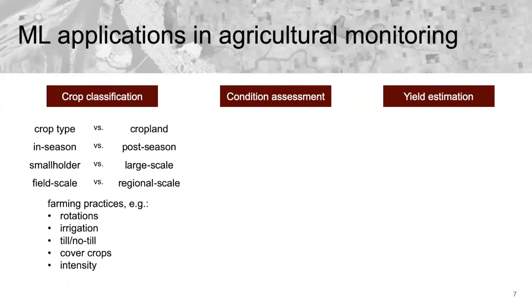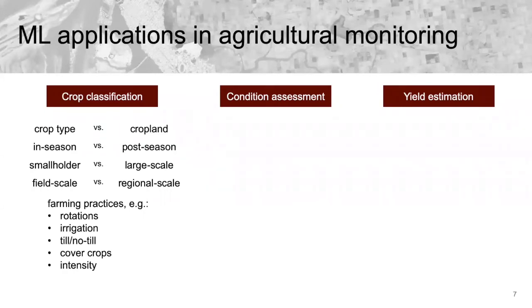Smallholders versus large-scale farms. Smallholder farms have much smaller field sizes. There might be multiple crops grown within one field, which is very different from these large-scale farms with enormous field sizes and single uniform crops. And then, of course, what resolution do we want to map these at? Creates a lot of different sub-problems within this area.